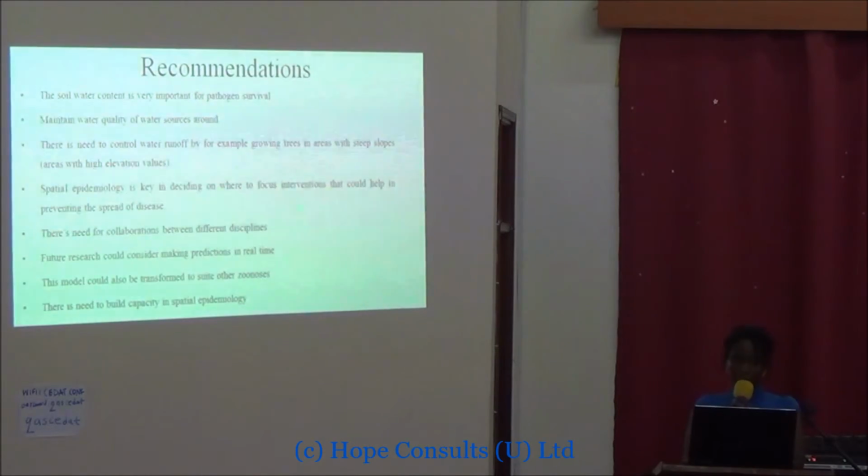So people were asking why I carried out the study in New York State, but that's where the funds were available. But we can also use the same tools to predict where zoonotic diseases can occur here in Uganda.